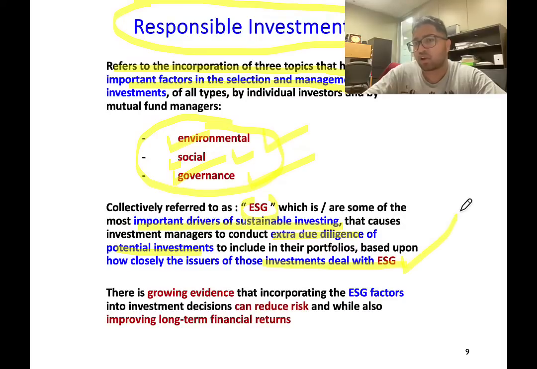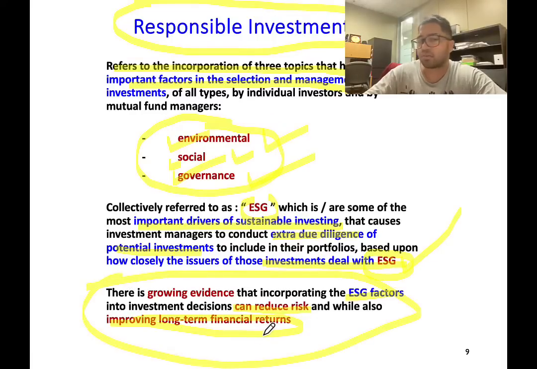So the focus, along with returns, is also on the ESG score, how the companies are performing on ESG. There is growing evidence that incorporating ESG factors into investment decisions can reduce risk while also improving long-term financial returns of the companies. Okay, this is very debatable. This is what is given in the book, right? Follow this for the exam.